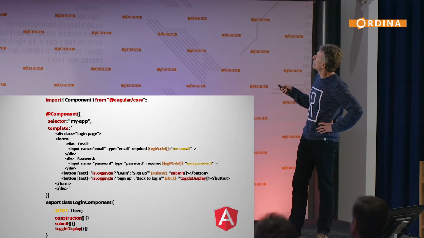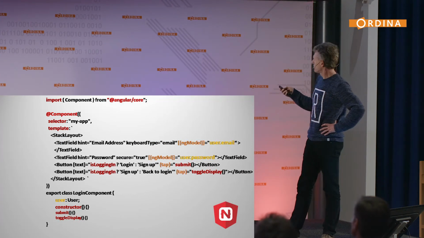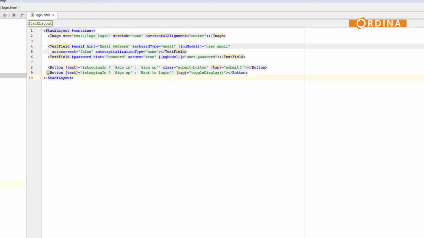Here you see the input fields. And here is the button with a submit event and a click event for toggling, for going to sign up. And you have here the same code, but then in NativeScript, also with Angular. It looks quite the same, only here the inline template is quite different. Here you use a text field for the input fields, and two buttons. You see the same code I showed you. It's for the login.